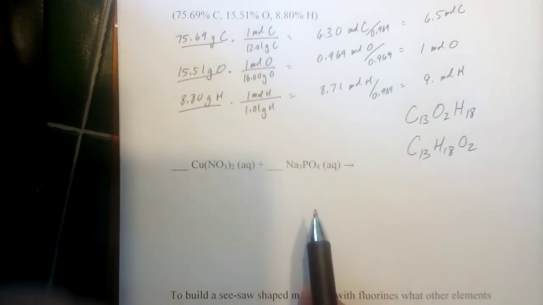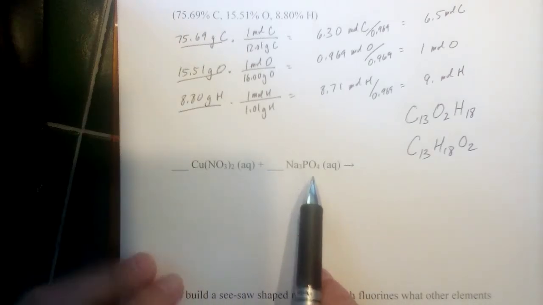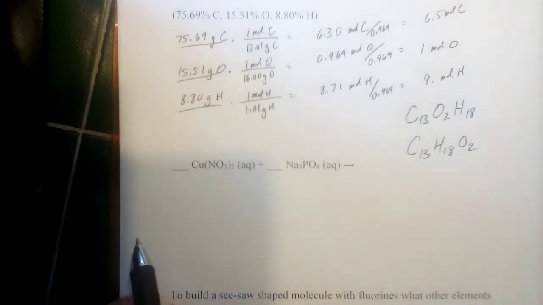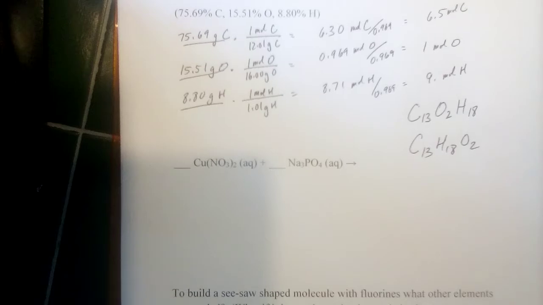Okay, the next one here, I didn't even write any instructions here on the page. You should know what's going on here. You've got 2 aqueous solutions that are being combined. We want to predict the products, and we want the total ionic and net ionic equations here as well.